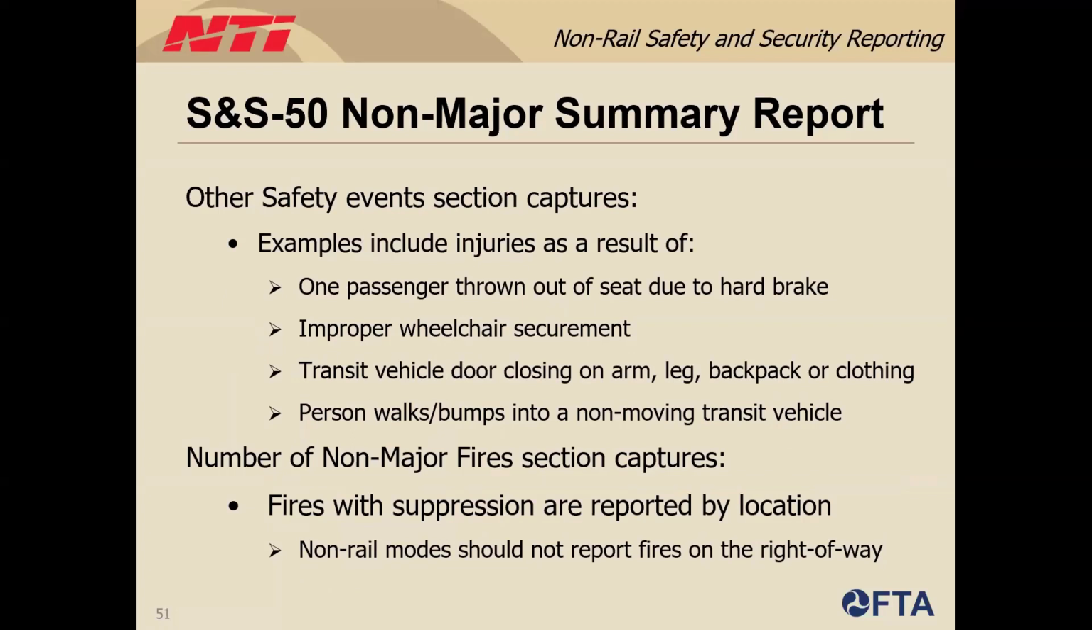Here are several examples of injuries reported on the SNS 50. A passenger thrown out of the seat due to a hard brake, improper wheelchair securement where the rider is injured, a transit vehicle door closing on an arm, leg, backpack, or clothing, a person walks or bumps into a non-moving transit vehicle. Again, non-major fires are ones that do need to be suppressed but do not meet any other major event threshold. And non-rail modes should never report a fire on the right-of-way, as this only refers to rail modes.